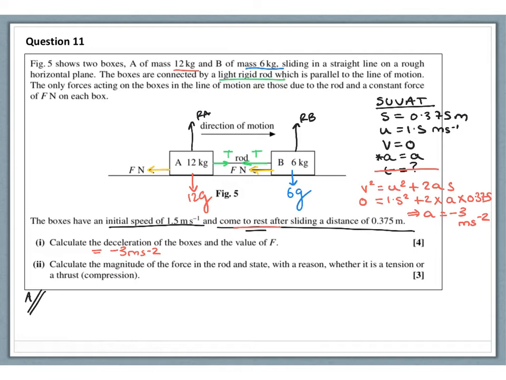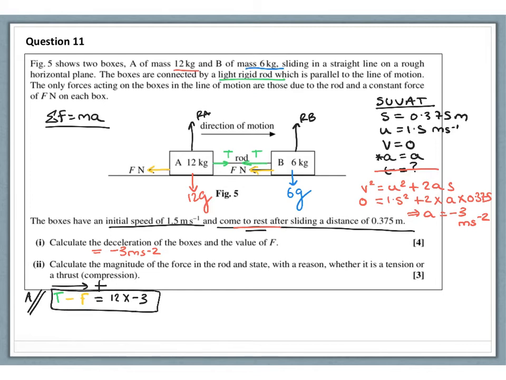I'm going to say going to the right is the positive direction. So I have F equals ma, my Newton's second law of motion. Let's write it down to always remind ourselves there. So I have T to the right minus F to the left equals the mass of 12 multiplied by the acceleration of -3. So there is one equation.